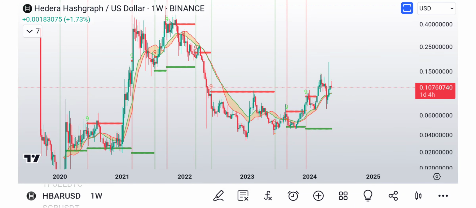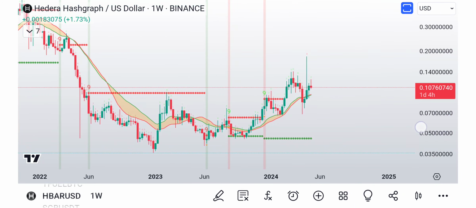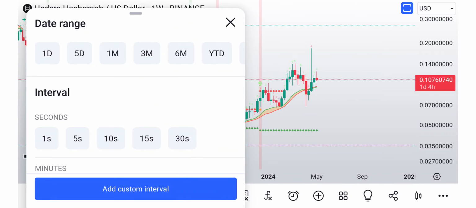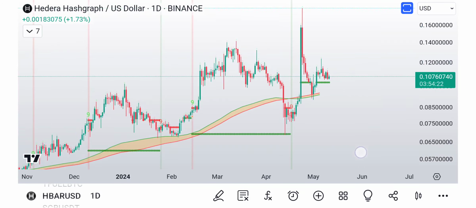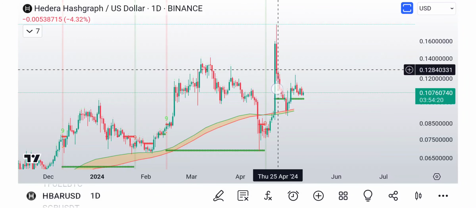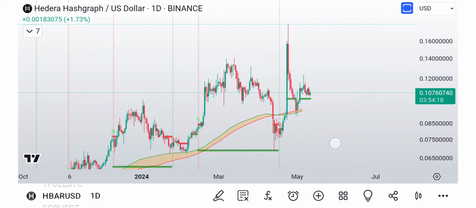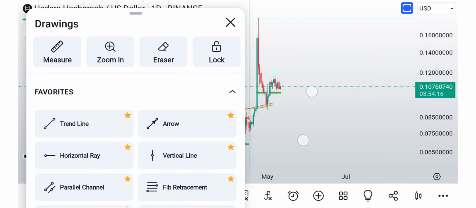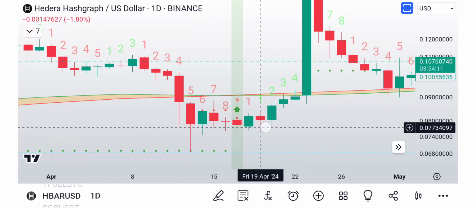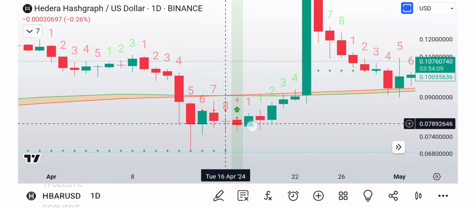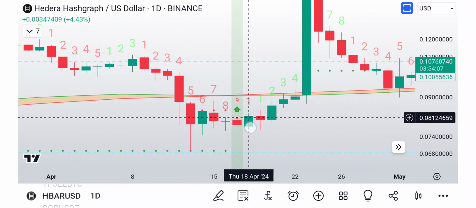HBAR. HBAR looks pretty good still. I mean, we came down to the bull market support band. We held it nicely. And then we had that big fake pump. It could still be considered a running flat. And look what set it off. Look at that, we had a daily 9 buy down in here. So that really exploded the price.